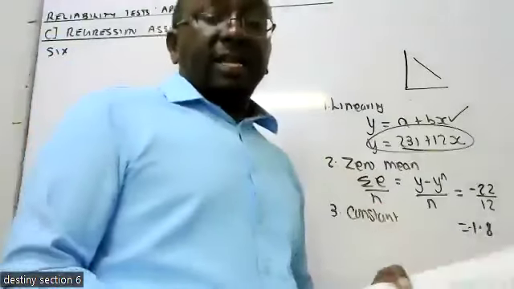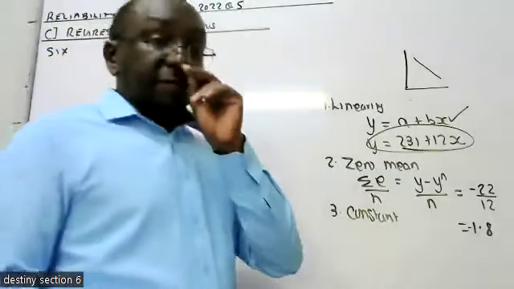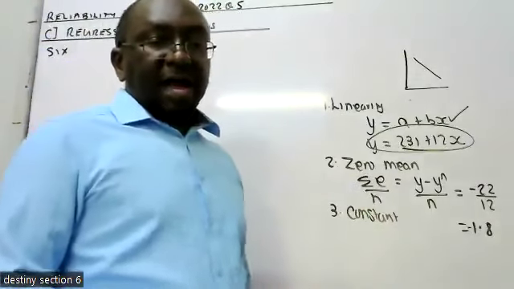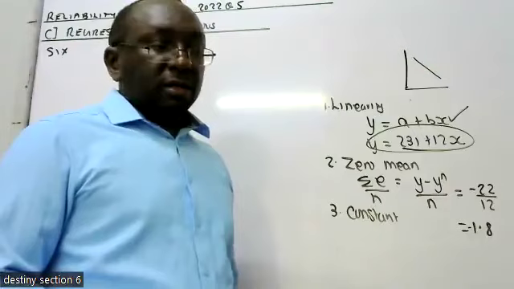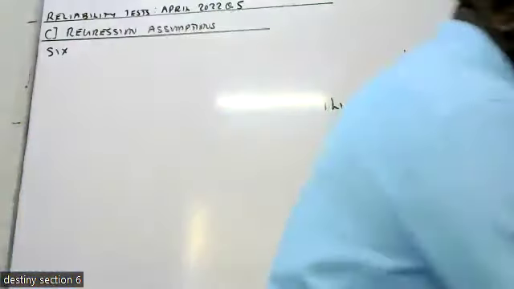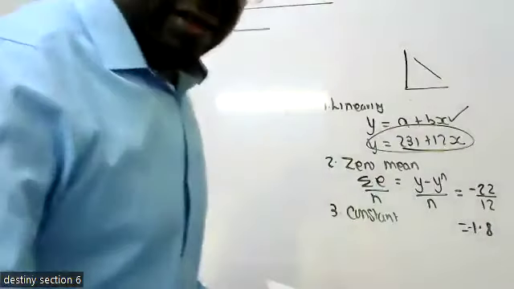So if they are not changing in the same direction, that means they have a constant variance, and they are good for regression. Just a minute.